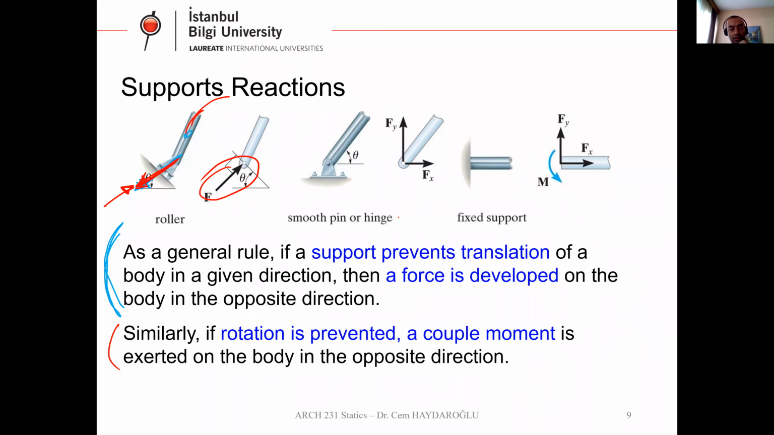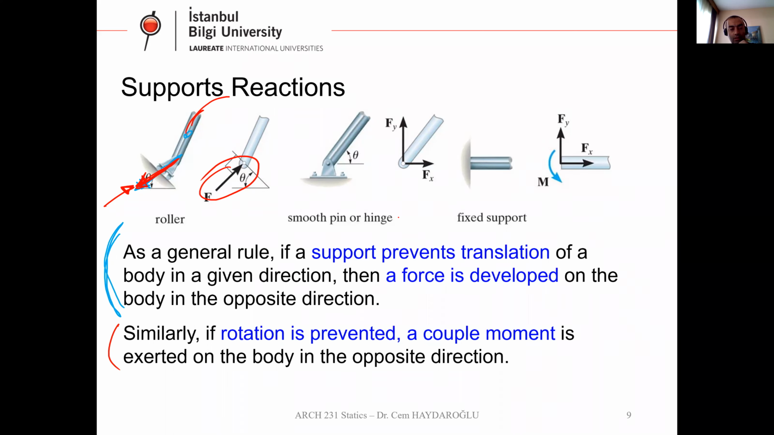We have 3 types of supports. We will talk about them one by one. The first one is pin support. Here, as you can see, we have pin support. At the top right corner, you can see a photo of the Harbour Bridge from Sydney. So on the Harbour Bridge, you can see the support points.